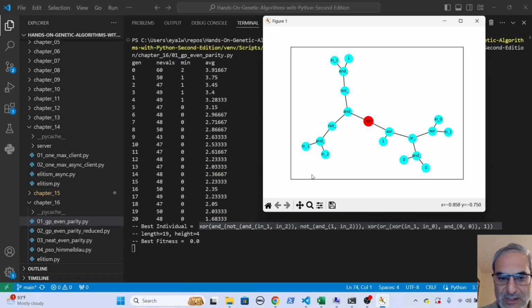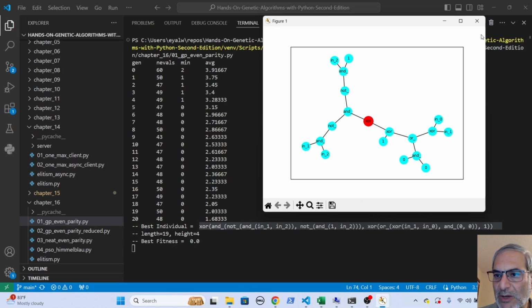So it works. It gives us 0 error. It also tells us that the length is 19 and the height is 4. These are parameters of the tree, and the fitness is 0, which is what we wanted. It means that all the combinations are coming out correct. So it solved the problem, but we feel that it is perhaps too complex. We can probably do something a lot simpler. We know that we can do it with 2 XOR gates, and here we have a bunch of gates.